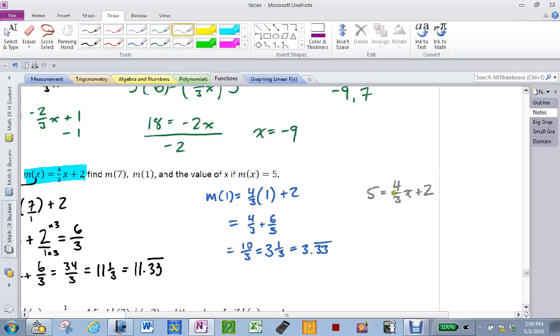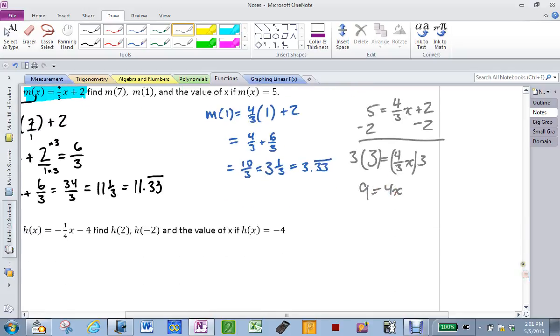I need to get rid of this 2 because I need x by itself. I see adding 2. How do I get rid of adding 2? Subtract 2. And if I don't do it to this side, it's not going to be equal anymore. So I do that to both sides. 3 equals 4/3 x. Now I need to get rid of divided by 3. So what do? Multiply both sides by 3. So now I have 9 equals 4x. Now what do? Divide by 4, so x equals 9/4. Is everyone okay?